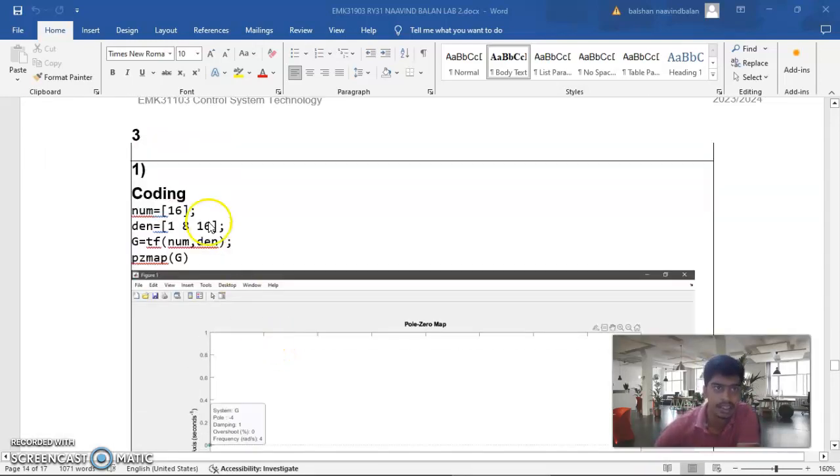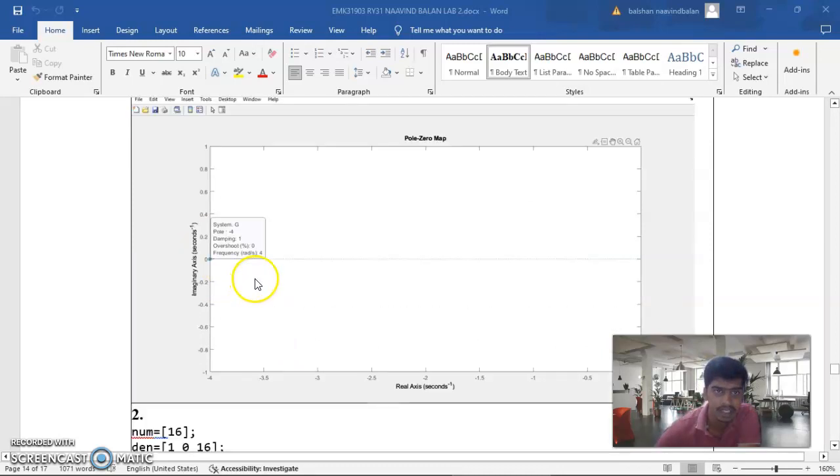For this question, they have a negative 4 pole. They have poles at negative 4 because they are on the left hand side. The damping is 1 and the frequency is 4.